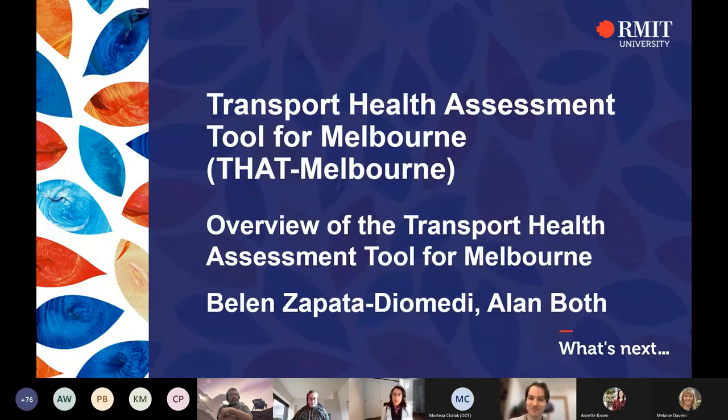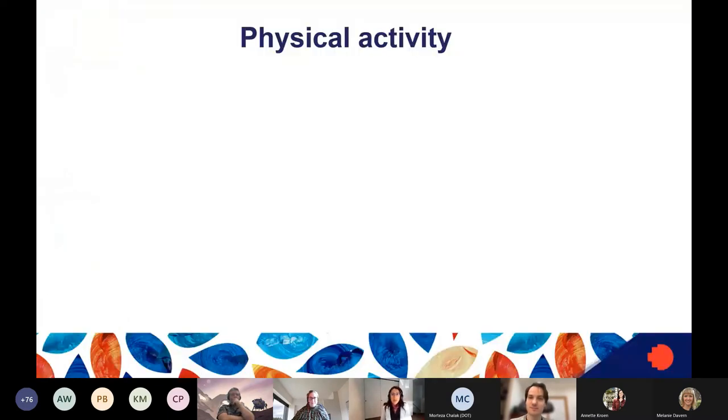Again, I will start with a bit of background information, then very briefly go over the methods, and then onto the tool interface. So the main issue that we are addressing with the model that we developed is the lack of physical activity that we observe in the Australian population.